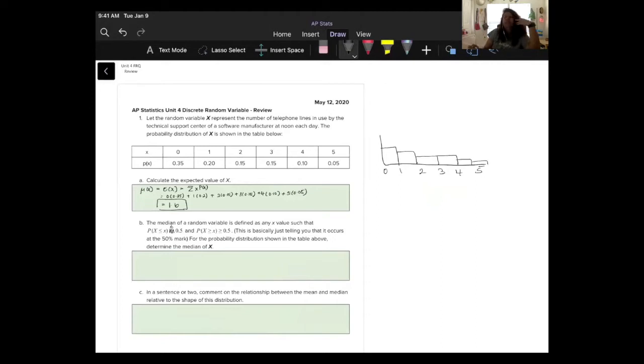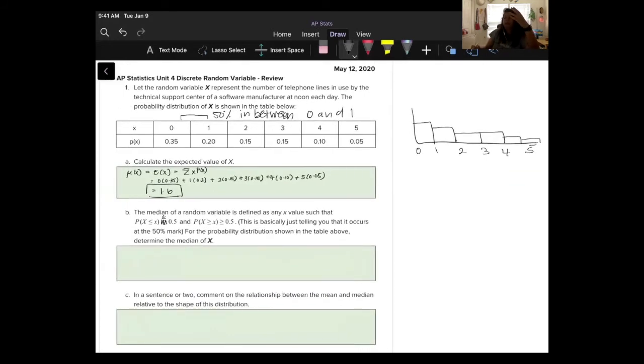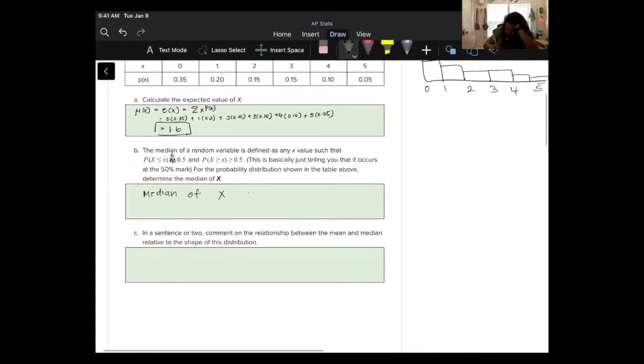We know that the median occurs in the middle. It occurs at the 50% mark of the entire data, right? Well, if I were to add these numbers up, 50% happens right here. It's in between 0 and 1. So whenever the median is between two numbers, because we're adding up the probability, you always take the higher number. So the median of x is 1.